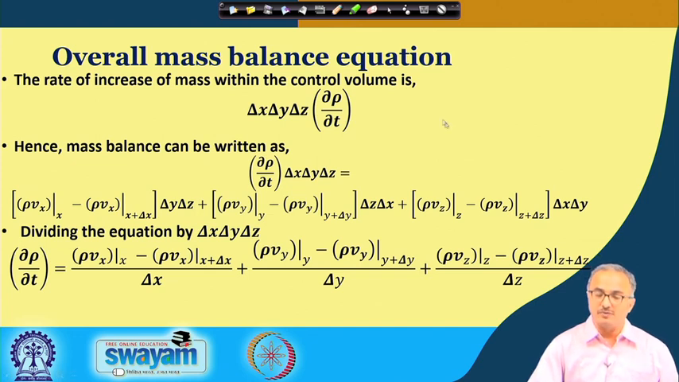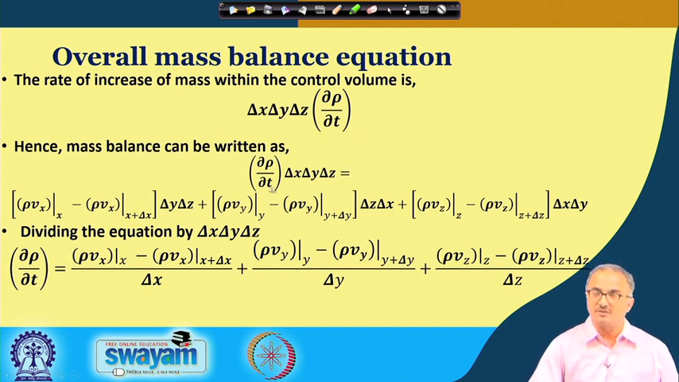So, again what we are doing? We are looking at how the density is changing, that is dou rho by dou t, rho into the volume is the mass change. Okay. Now, because delta x, delta y, delta z are remaining constant, we are taking them out of the differential. So, we are left with the density differentiated with respect to time. So, this total thing gives us the rate of change of mass within the control volume.